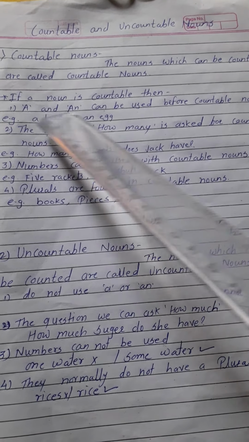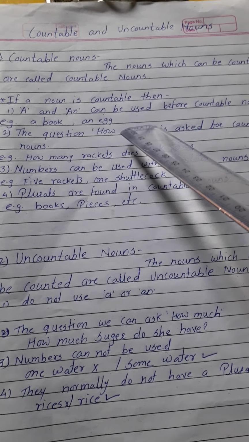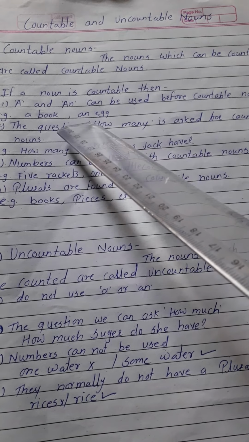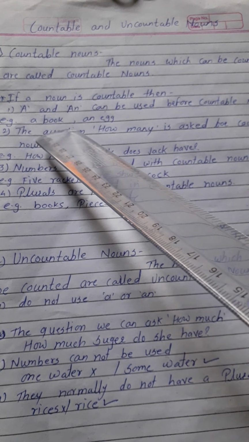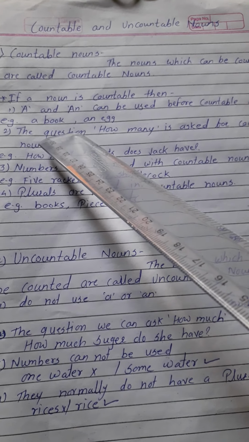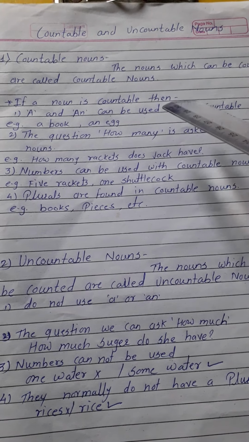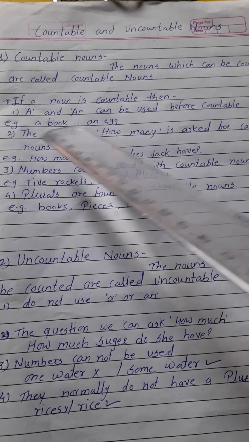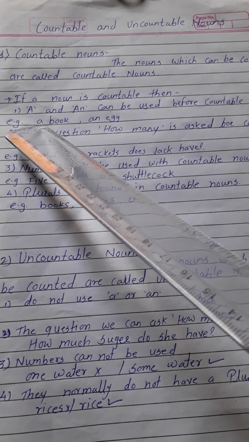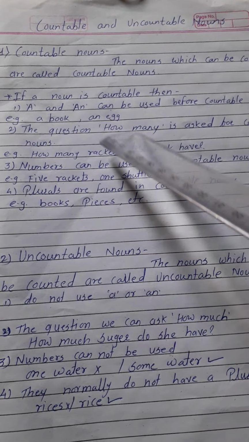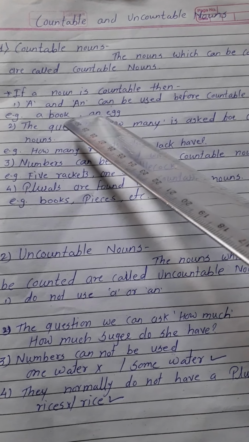First of all, a and an can be used before countable nouns. If the noun is countable, before that noun we can use the article a or an. For example, book: we can count the books, 1, 2, 3, 4, 5, 6, 7, 8. Because book is a countable noun, before book we can use this article. Eggs we can also count, so before these nouns we can use the article.